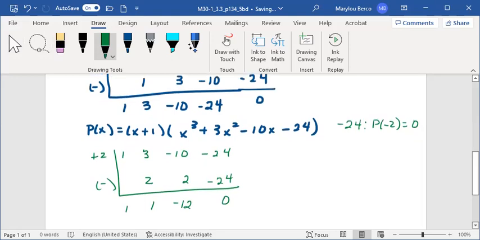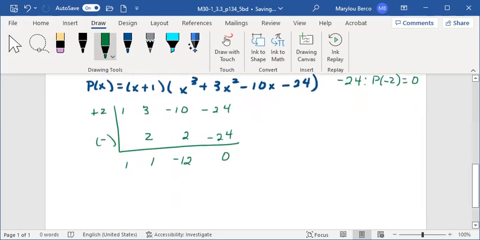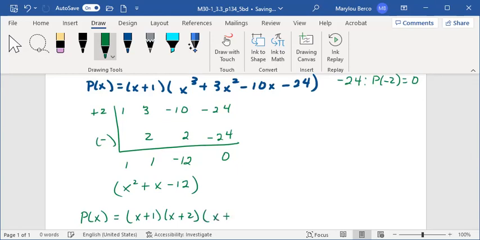So what I have here is x squared plus x minus 12 as another trinomial. In this case, it needs to be factored. Something times something is negative 12, adds up to 1. So my final factors, p of x equals x plus 1, x plus 2, x plus 4, x minus 3.